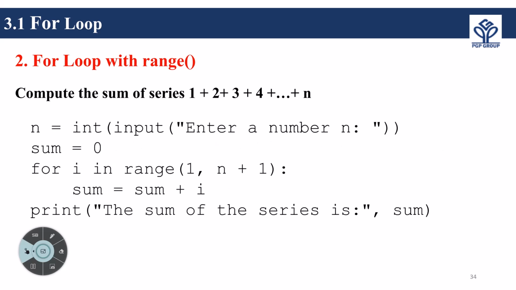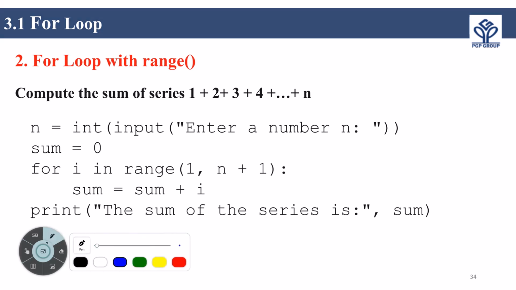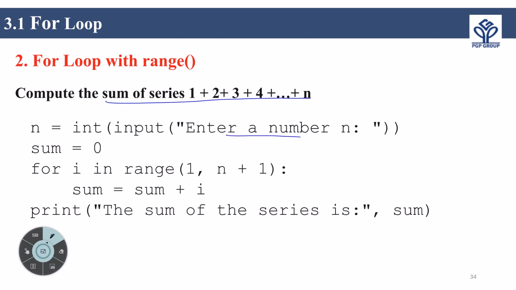Next one, for loop with ranges, compute the sum of a number series. How to execute this series? The series is 1, 2, 3, etc. plus n. We get the input: enter a number n, sum is equal to 0, for i in range of 1, n plus 1. Suppose we give n is equal to 10, then 10 plus 1.